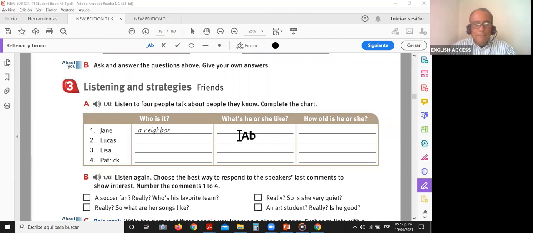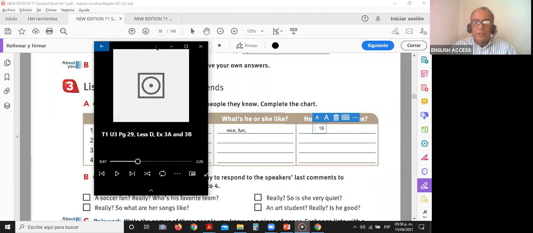Page 29. 3. Listening and strategies. Friends. A and B. Listen to 4 people talk about people they know. 1. Jane. Who's that? It's a great picture. Oh, it's my neighbor, Tip. Actually, his real name is Tom, but everyone calls him Tip. Really? Is he nice? Yeah, he is. He's fun. And he's my age, 18. 18? Really? Is he a student? Yeah, he's an art student.